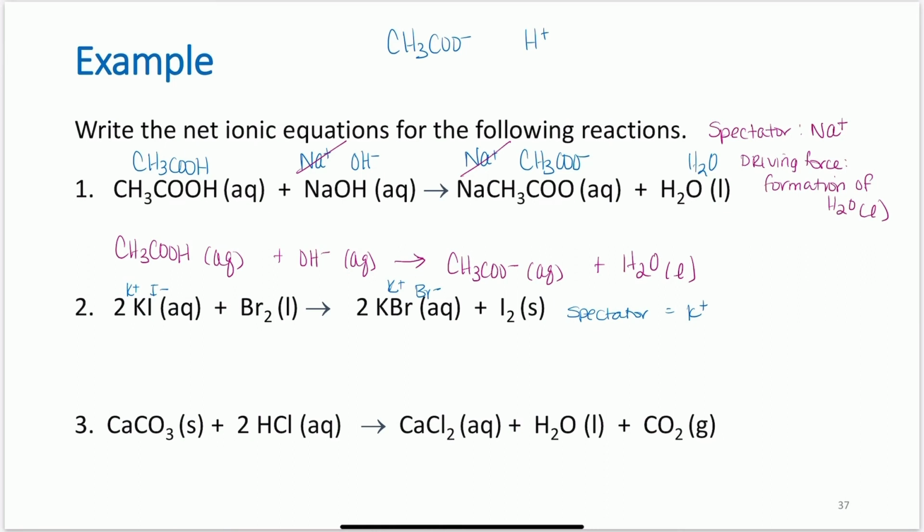My net ionic would be 2 moles of I minus, because there are 2 of each of these here. There are 2 of each of these here. 2 moles of I minus reacting with 1 mole of Br2 liquid to produce 2 moles of Br minus and 1 mole of I2 solid.